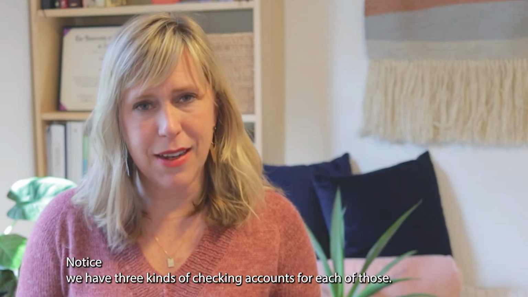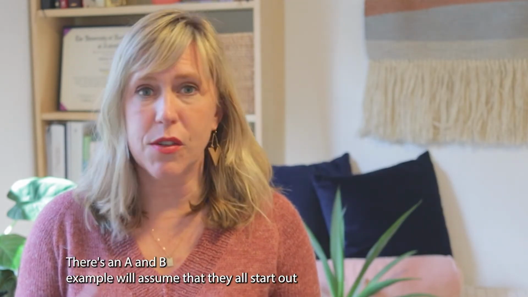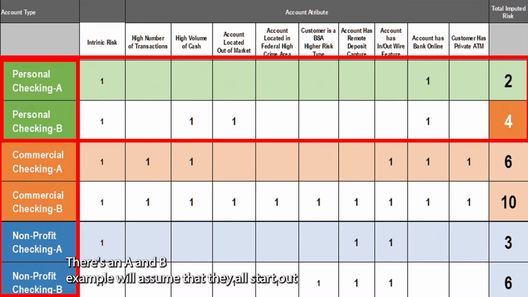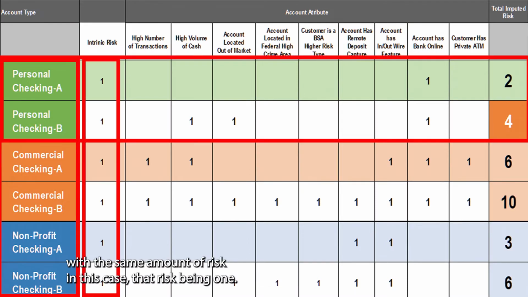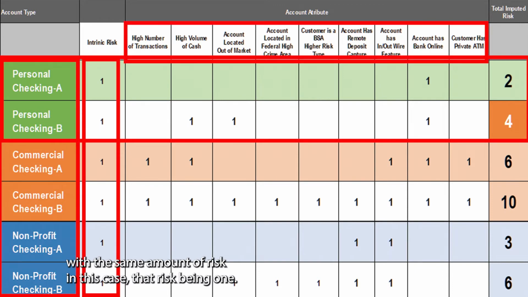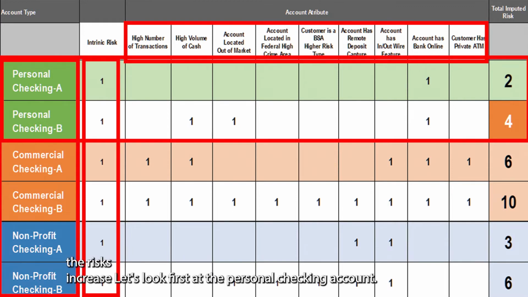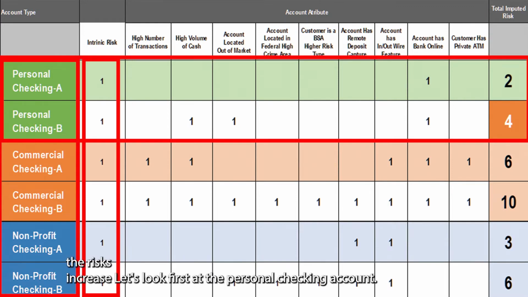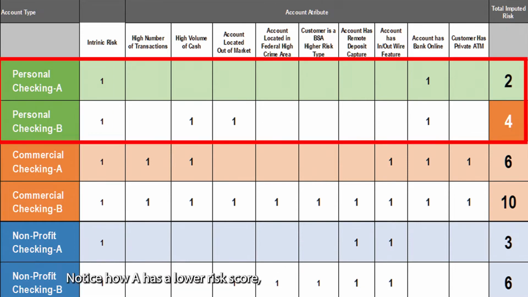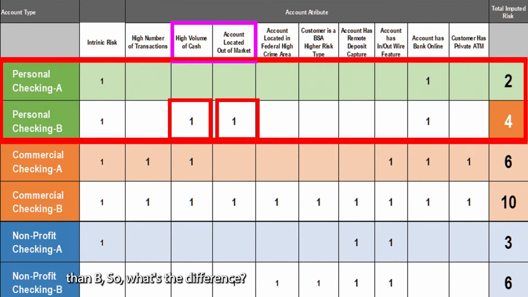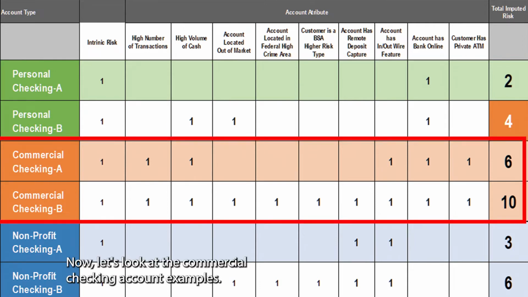Notice we have 3 kinds of checking accounts. For each of those, there's an A and a B example. We'll assume that they all start out with the same amount of risk, in this case, that risk being 1. But as we add on account attributes, the risks increase. Let's look first at the personal checking account. Notice how A has a lower risk score than B. A is 2 and B is 4. Well, what's the difference? 2 things: the amount of activity and where the account is located, a high-risk geography. Now let's look at the commercial checking account examples.